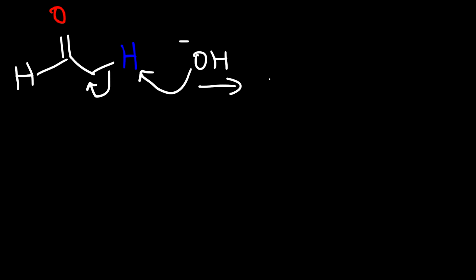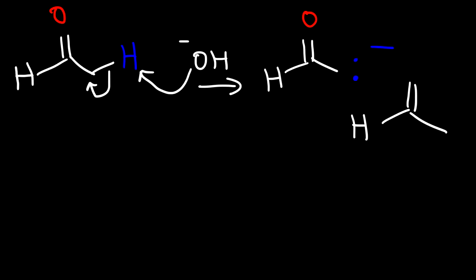So in the first step, the hydroxide ion removes the alpha hydrogen, which is highlighted in blue. And so this is going to give us the enolate ion, which is resonance stabilized, but I'm just going to use this form of the enolate ion rather than the other resonance form. So now this enolate ion reacts with another aldehyde molecule.